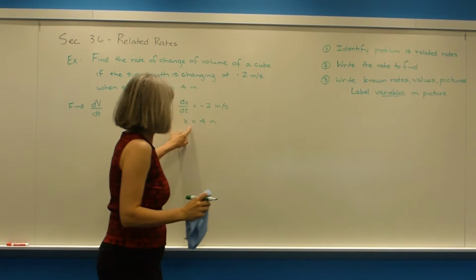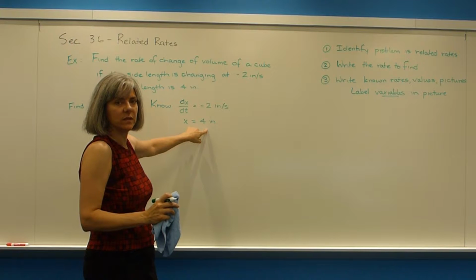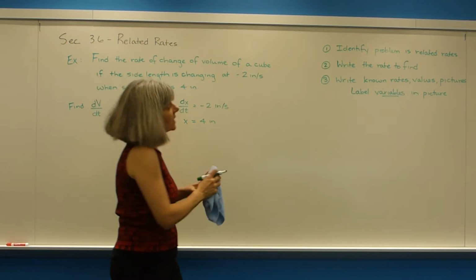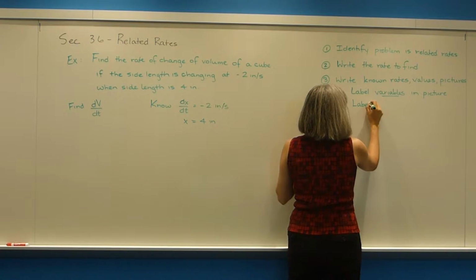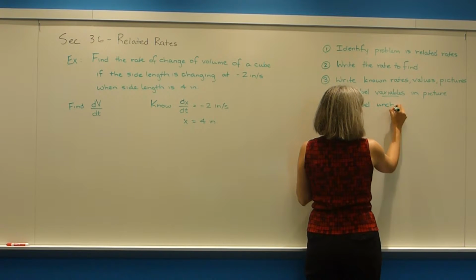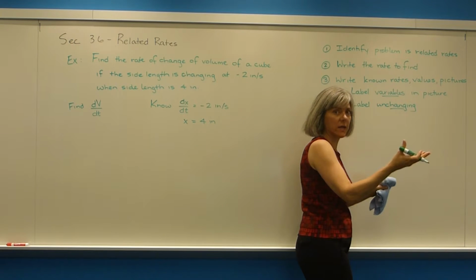The only values that can go on are values that do not change, ever. Is this side length changing? Yeah, that's the whole point, it's changing. So I cannot write this 4 on any picture I might want to use. I can't write that down. So you're going to label variables in the picture. You're going to label only unchanging values. And that's really important. If the value can change, you have to leave it as a changing quantity, which is a variable.